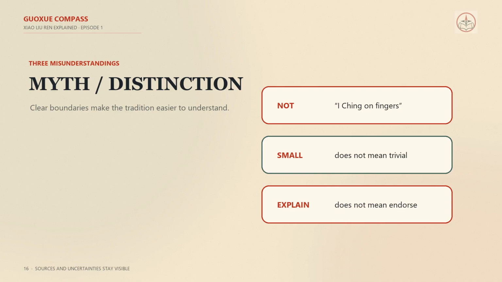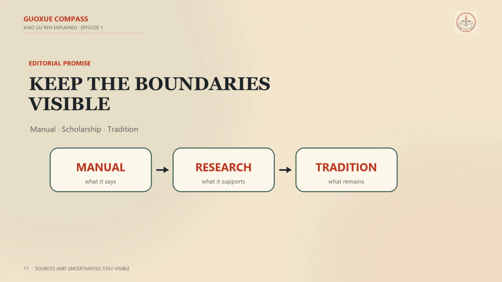Third, explaining a tradition is not the same as endorsing every claim made in its manuals. We can study how a system organizes uncertainty, why people preserved it, and how its symbols work without promising supernatural certainty. That distinction will guide this entire series.